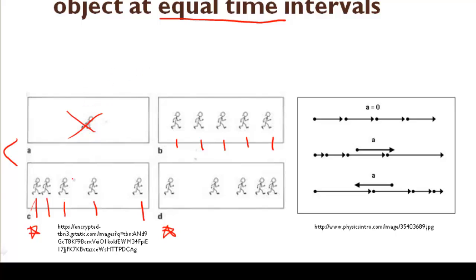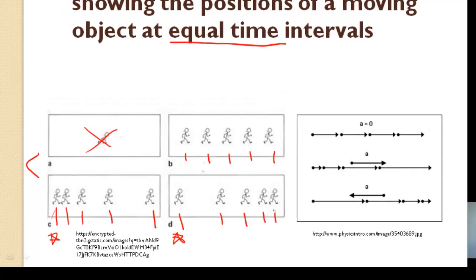If we look at letter D, it's almost the opposite. Here we have a very large distance being covered, and then as equal time intervals go by, we have smaller and smaller distances. And so I would say that this is deceleration or negative acceleration.